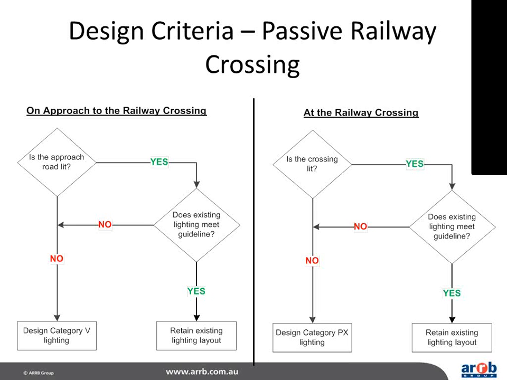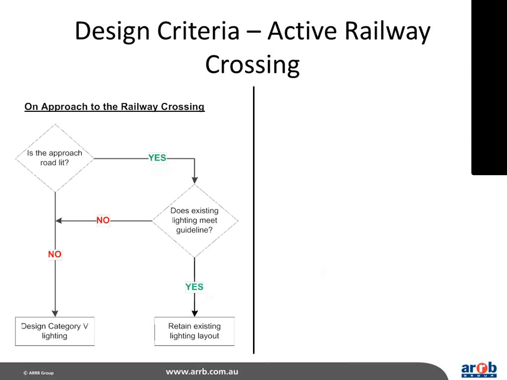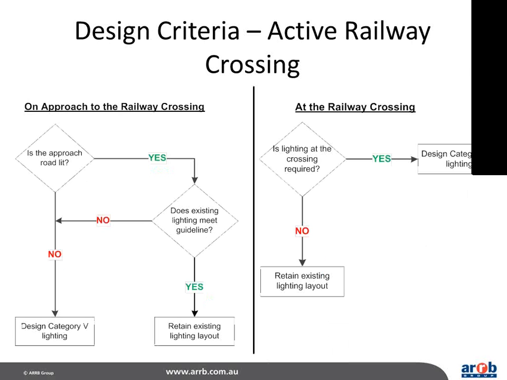So this flowchart is also similar to the active railway crossing, but the only difference is that at the active railway crossing, you don't automatically need lighting. You just ask yourself the question, based on site inspection and the site conditions, whether you need lighting. And if you need lighting at the active crossings, you install category PX lighting. So these two flowcharts for active and passive crossings let the practitioner decide whether they need lighting, and if they do, what kind of lighting should be implemented.